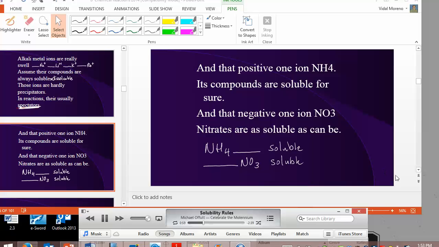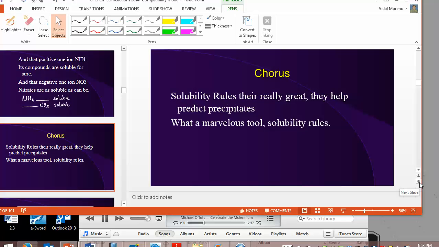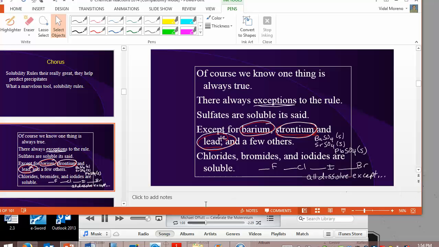Rules, they're really great. They help predict precipitates. What a marvelous tool. Solubility rules. Of course, we know one thing is always true. There are always exceptions to the rules. Sulfates are soluble, it's said, except with barium, strontium, and lead.